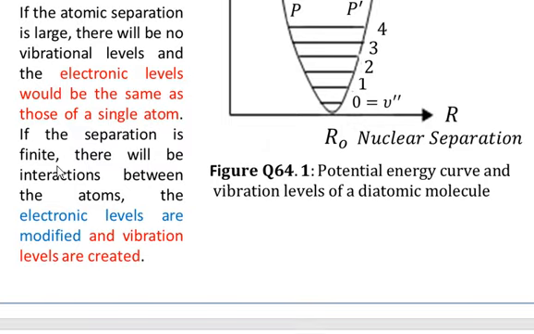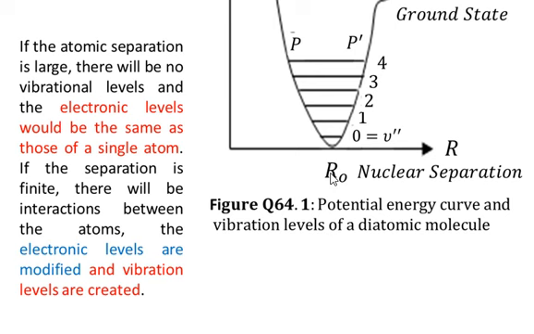If the separation is finite, there will be interactions between the atoms. The electronic levels are modified and vibrational levels are created, as shown. Around the value of R naught, we have the vibrational levels in the form of a parabolic curve.